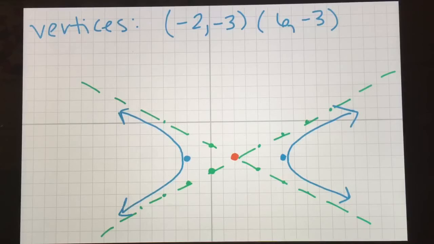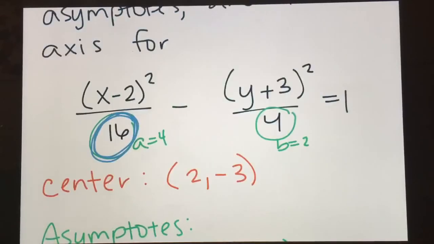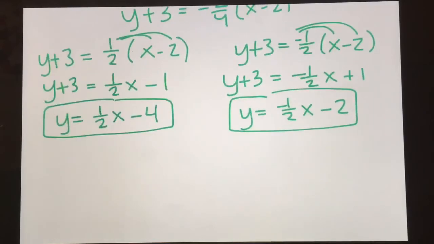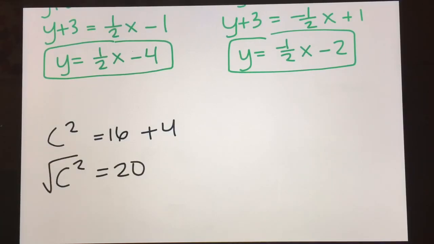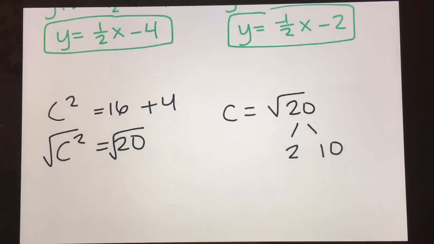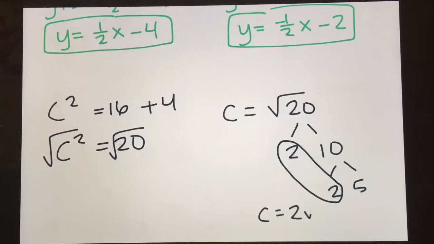And then to find my foci, I need to do c squared equals a squared plus b squared. So c squared equals 16 plus 4. So c squared equals 20. I'm going to square root both sides. So c equals the square root of 20. Anytime you see a square root, we've learned how to simplify those before, so we need to do that now. Always simplify them. So I'm going to do a factor tree. That's how I prefer to simplify. So my c value is 2 square root 5.